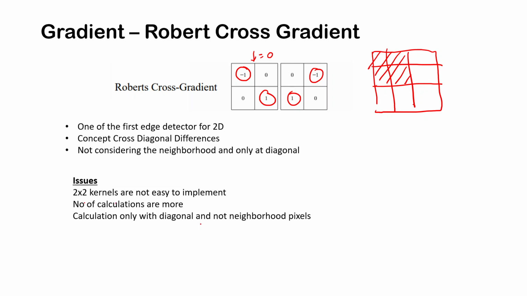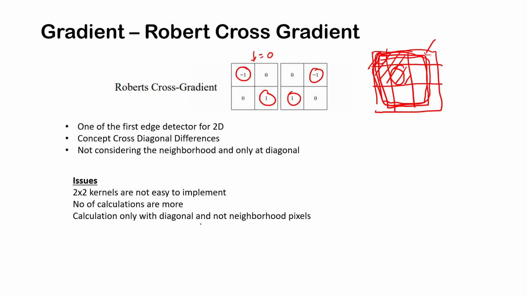So there are issues with that. The 2 by 2 kernel is not easy to implement, the number of calculations is larger, and the calculation is only on the diagonal and not on neighborhood pixels. Even though this is a smaller kernel, it tends to give more errors and more noise, because you are not calculating most of the neighborhood. We learned about convolution, so we are not considering the rest of the neighborhood pixels, the connectivity or the adjacency. So noise may interfere more.